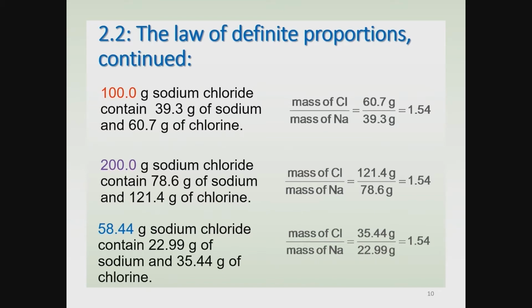So you can see that that proportion of the elements is not changing no matter where you get the sample from or how much of the sample you have. And so this is true for all compounds. It's just that other compounds will have different elements at different proportions.